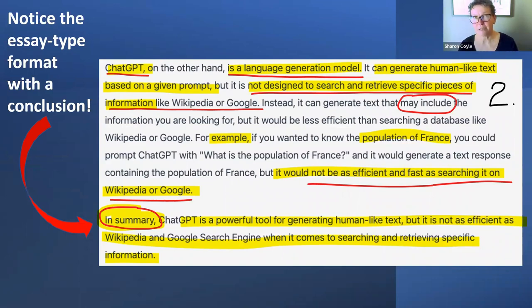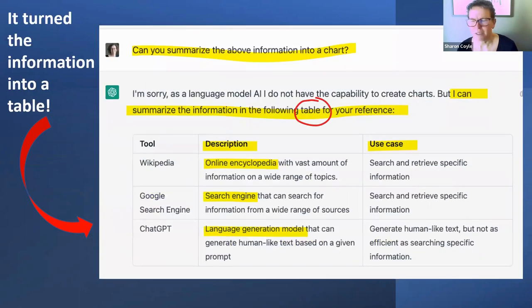So you can see how ChatGPT is kind of predisposed to respond in an essay-like format. It didn't give us an introduction, but it did give us a paragraph about each of the three tools and then a little summary. Then I thought, okay, can you put this into a chart? It said, I can't do a chart, but I can do a table. And I was like, I meant a table.